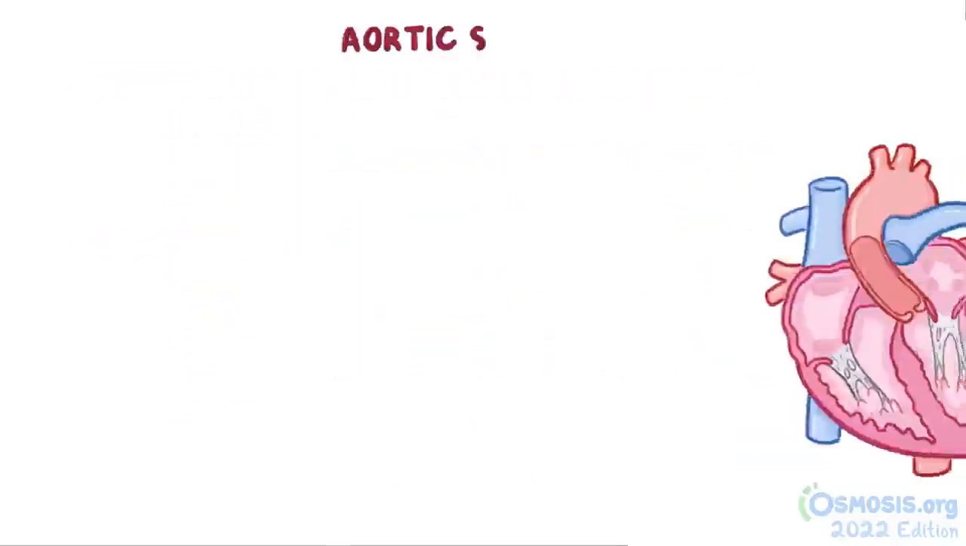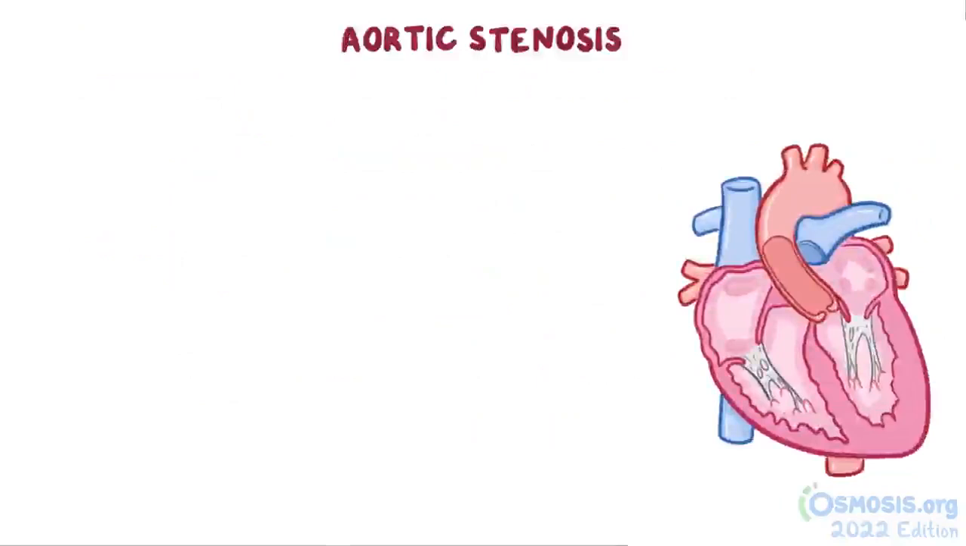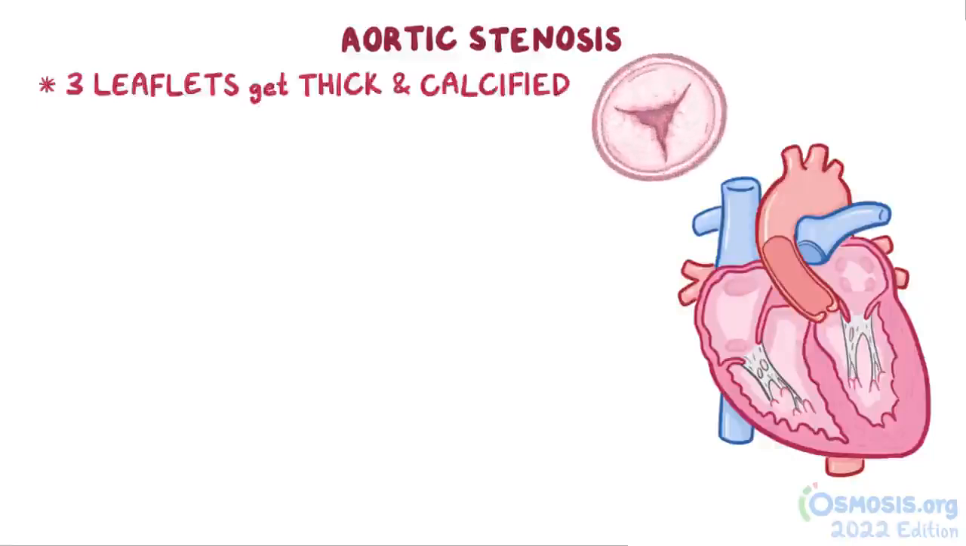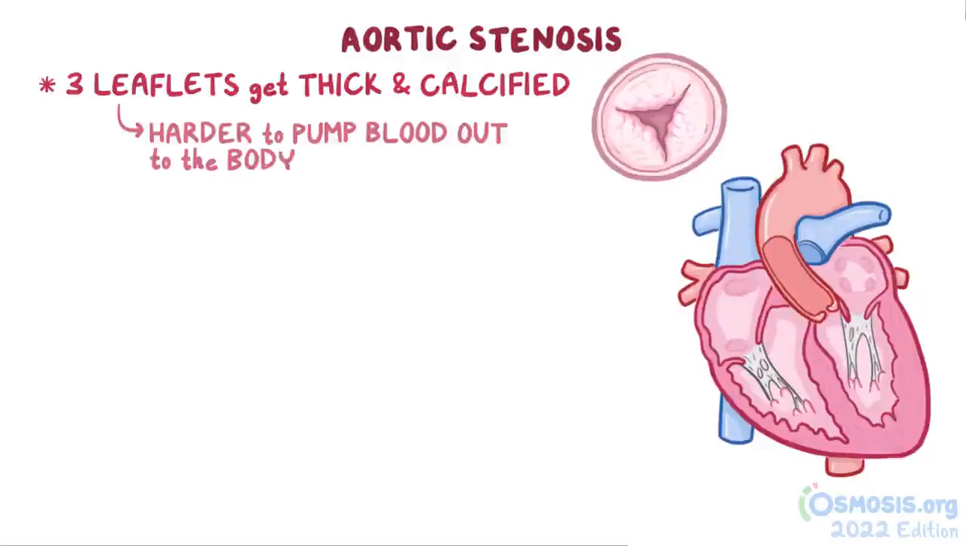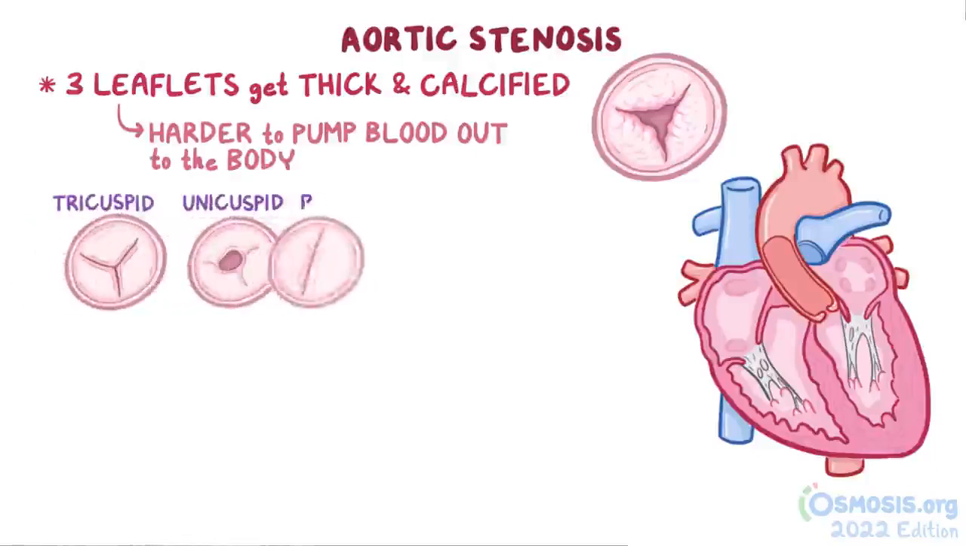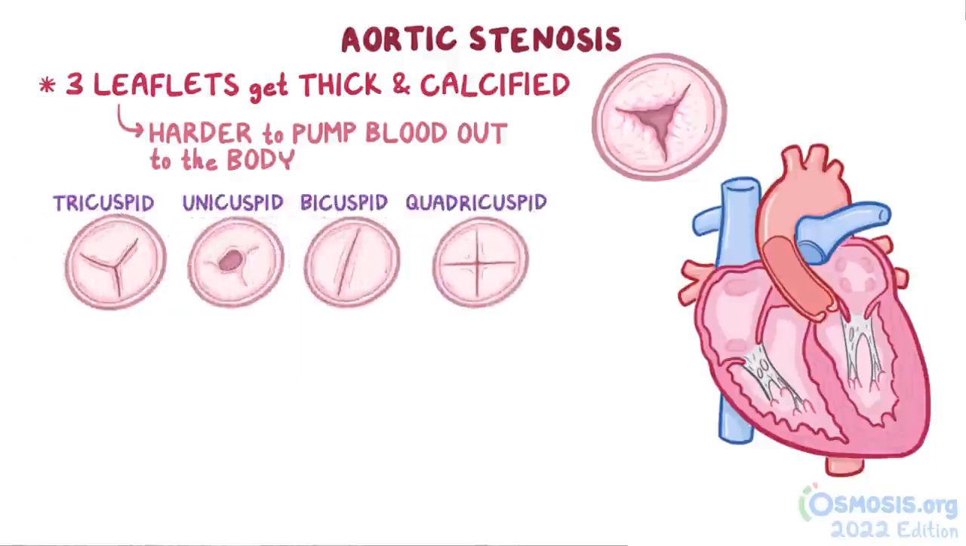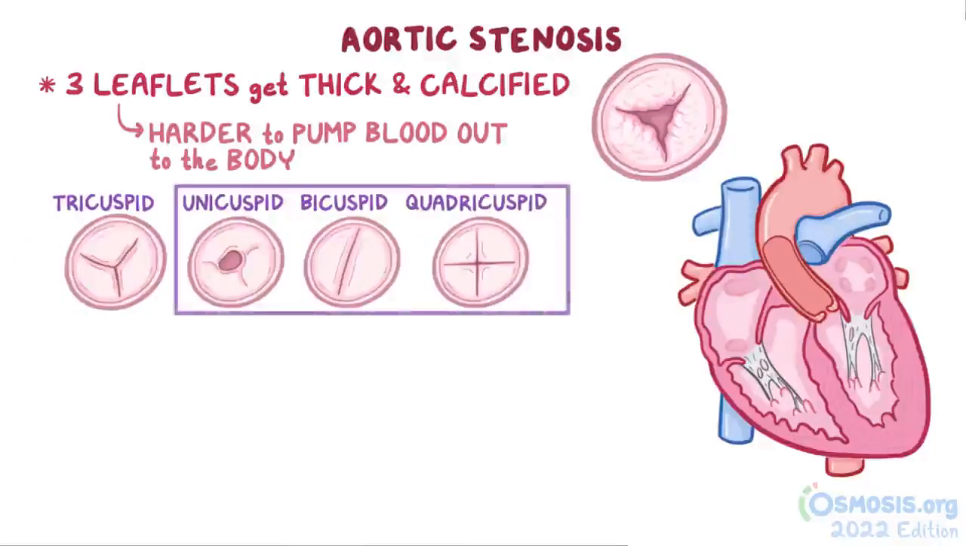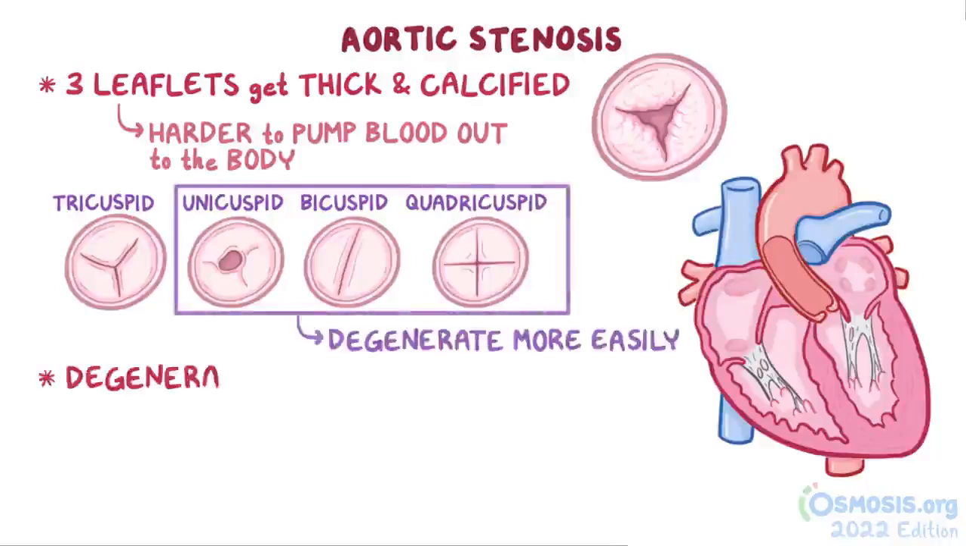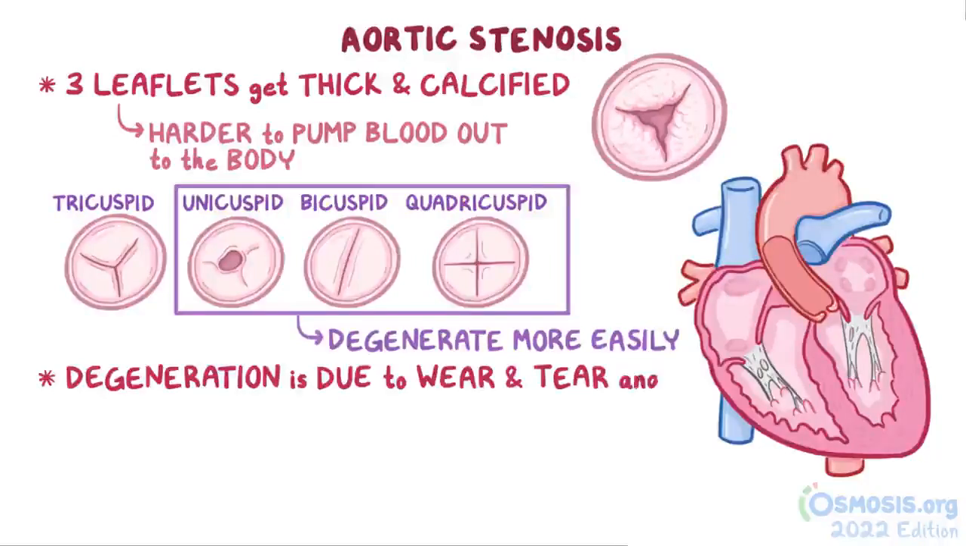Alright, on to aortic stenosis, which is the most common cause of valvular heart disease. Typically, the three leaflets of the aortic valve get thick and calcified and don't open all the way, making it harder to pump blood out of the body. Most often, the aortic valve is tricuspid, but in some people, it may be unicuspid, bicuspid, or quadricuspid. Valves with a different number of cusps than tricuspid degenerate much more easily. Valve degeneration is usually due to wear and tear and atherosclerosis, so these patients tend to be older.